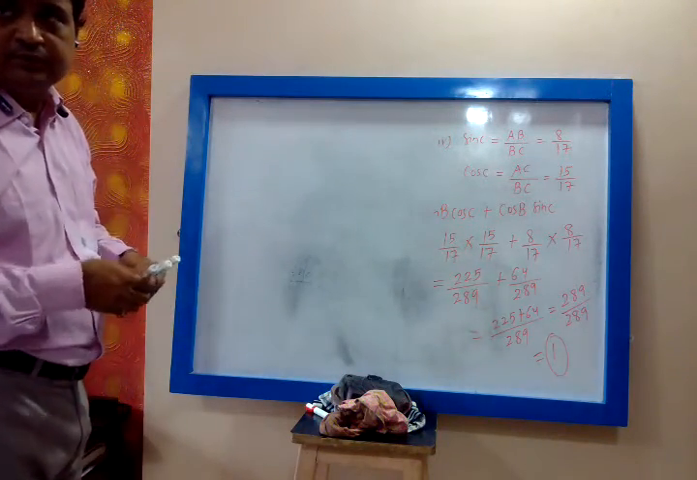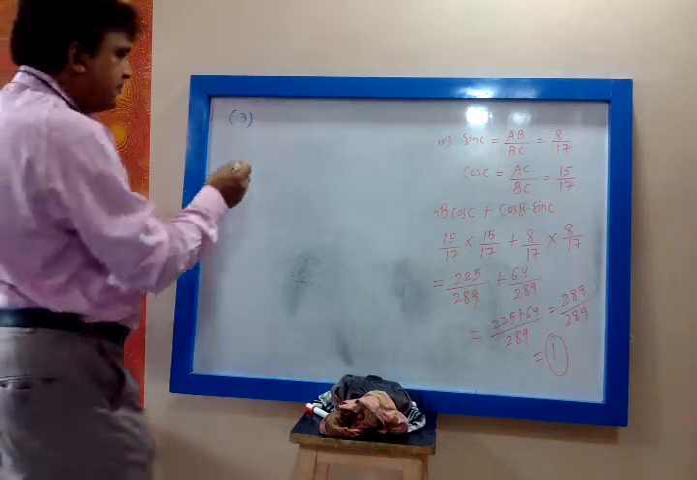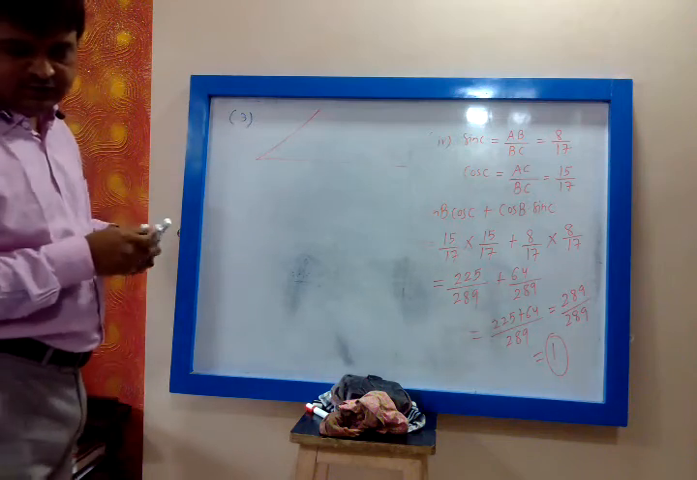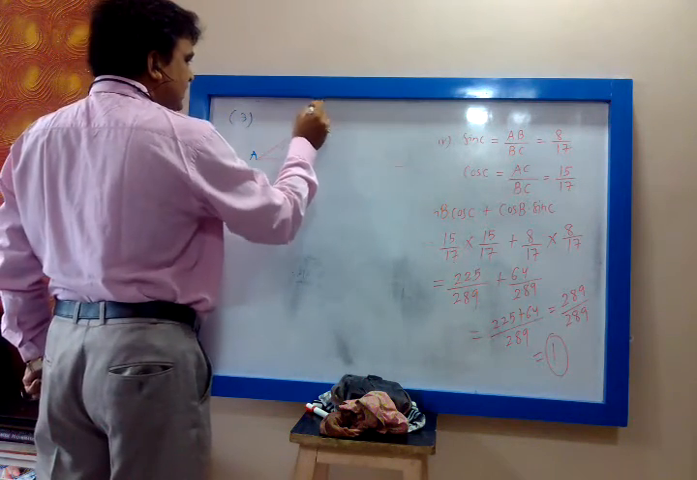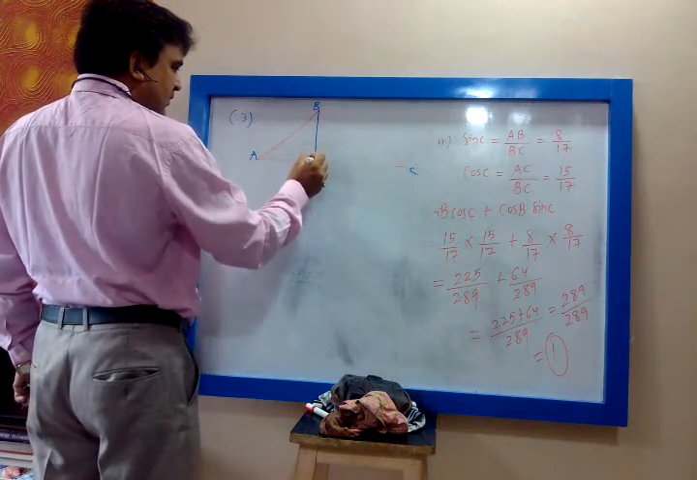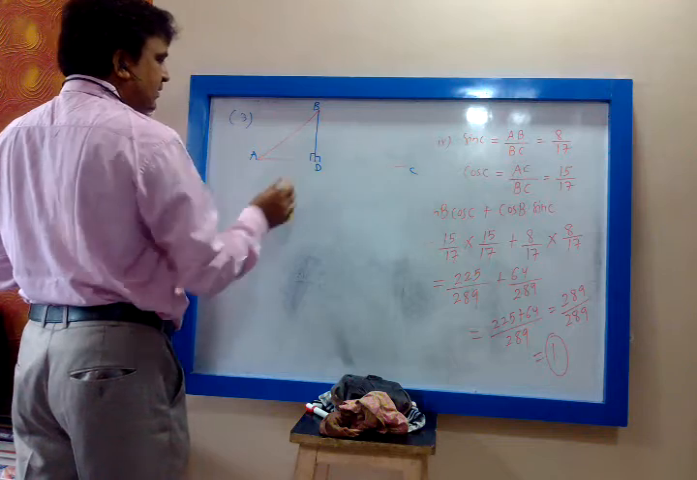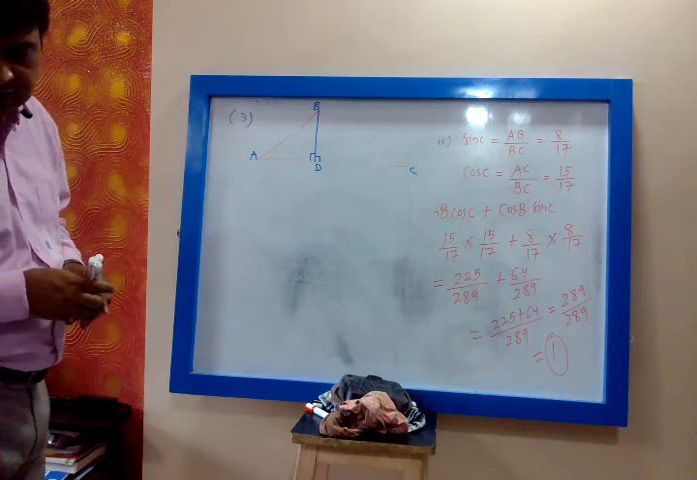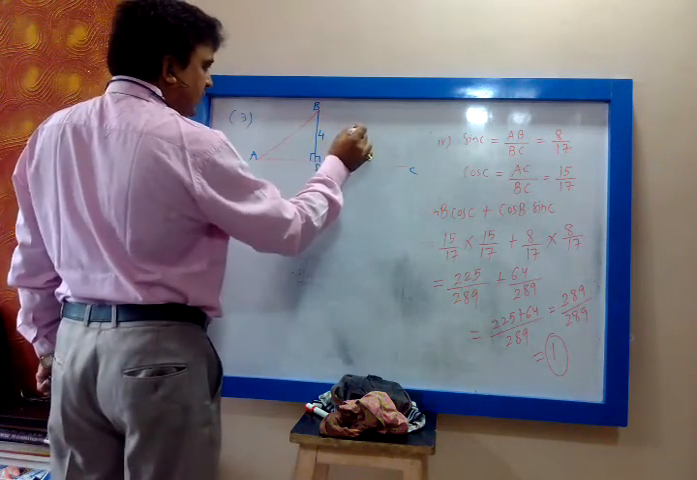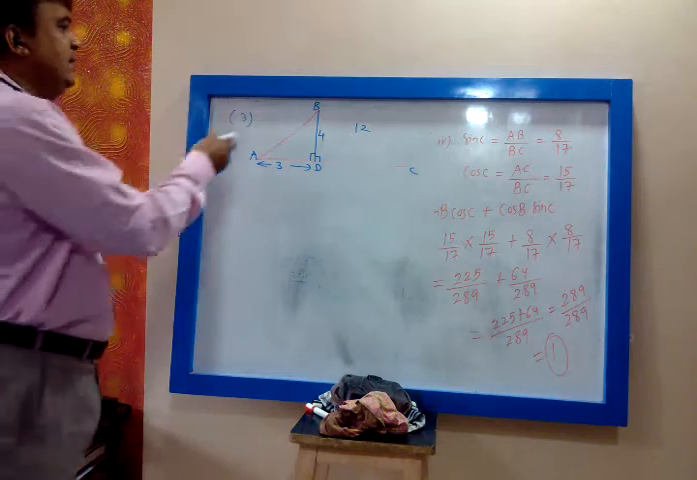So draw the diagram of the third one. A, B, C, this is A, B and C. Then from B there is a perpendicular, so write this as D. Then lengths are given: BD is 4, BC is 12, AD is 3. So first you find the remaining sides.